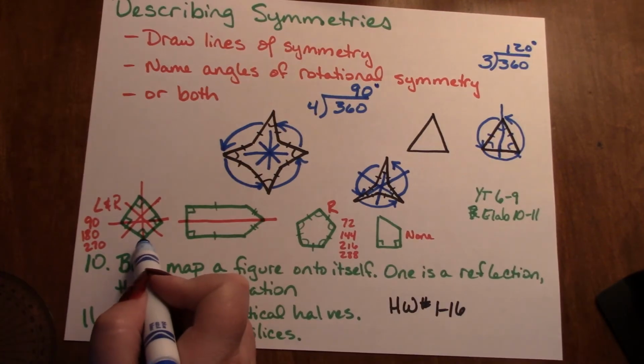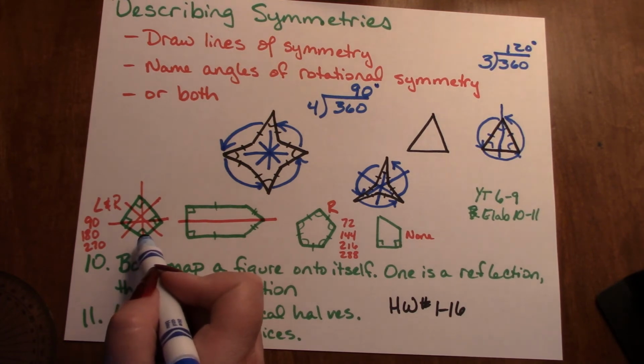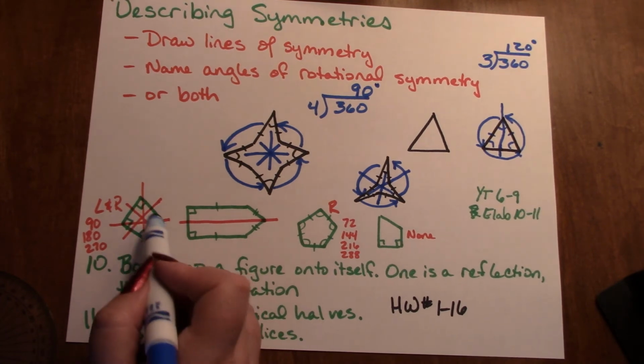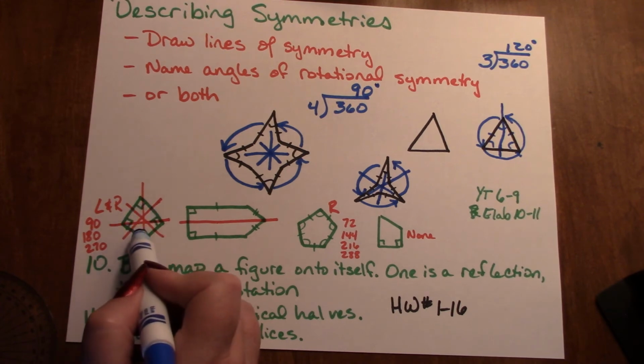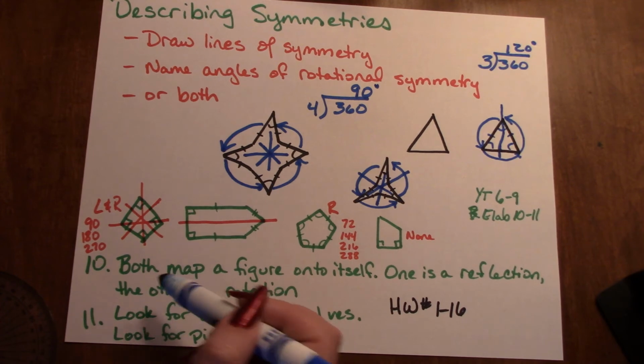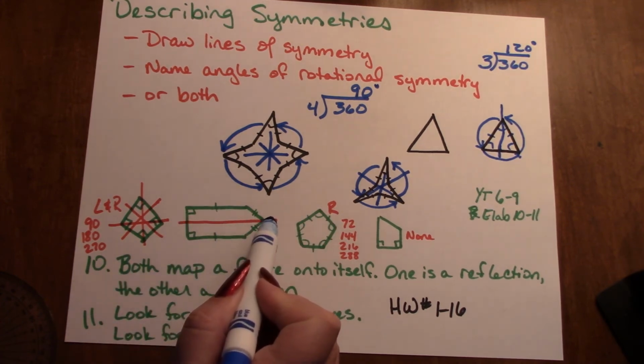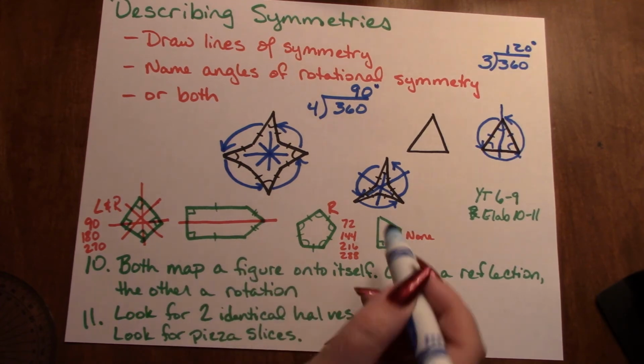So here we have this square that's now a diamond, and I have discovered I can't draw diamonds, but I'm pretty good at squares and I don't know what the difference is. So it has all of these lines of symmetry. It also has these angles of rotational symmetry. This shape only has one line of symmetry and no rotational symmetry at all.